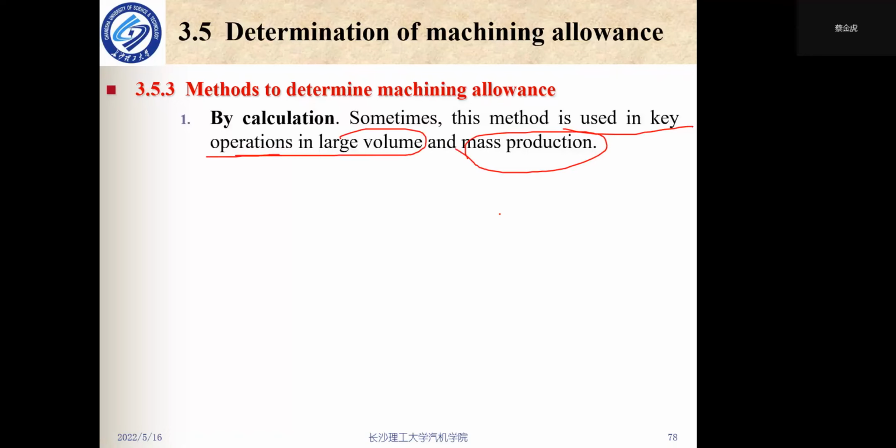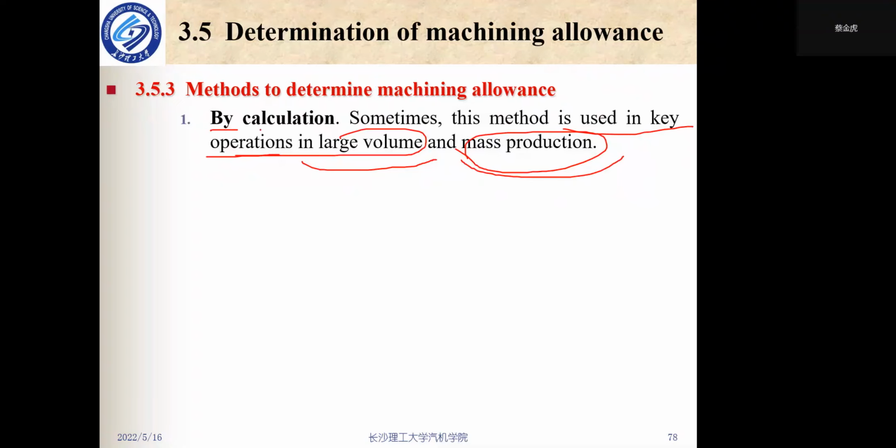The first method is by calculation. Scientific and rational machining allowance can be determined by means of this method, but this method needs reliable experimental data. It is not widely used at present. Sometimes this method is used in key operations, in large volume and mass production.